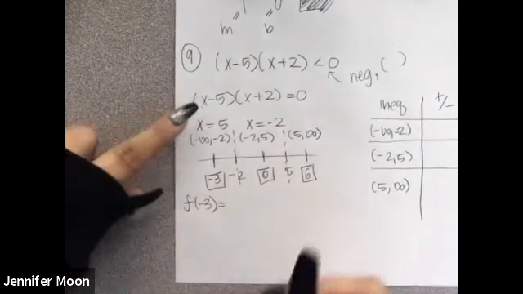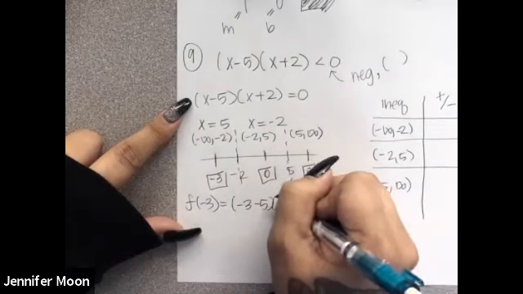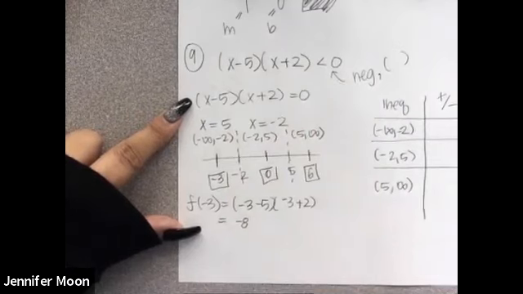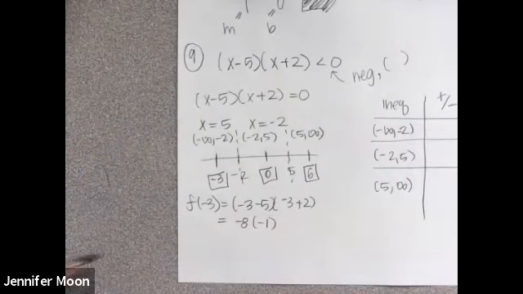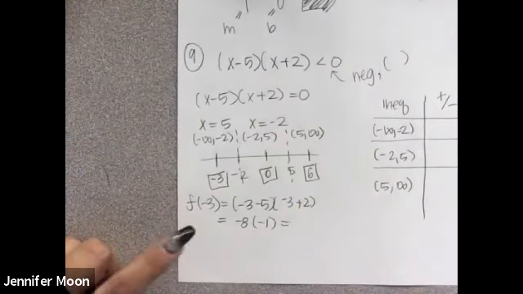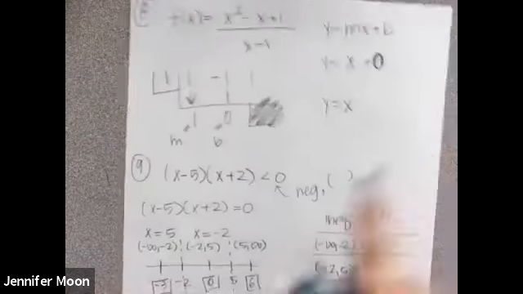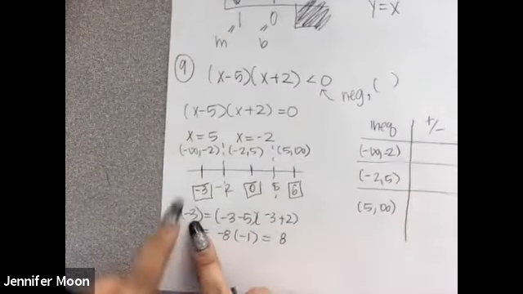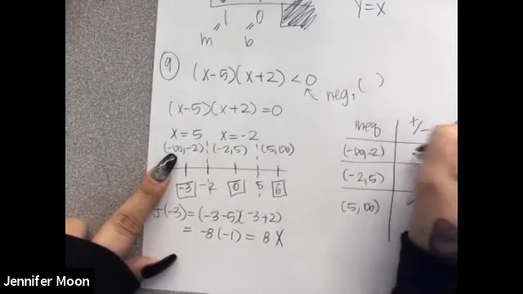F of -3, plug into here, -3, -5, -3, +2. Signs are the same, add and keep, I get a -8. Signs are different, subtract and keep the sign of the larger, I get a -1. 8 times 1 is 8. Signs are the same, so it's positive. Does this satisfy my inequality? If this is positive and I'm looking for negative, that doesn't satisfy. And I can go and write right here. This test point came out of this interval and I got a positive. That does not satisfy, but I can go ahead and put positive right here.